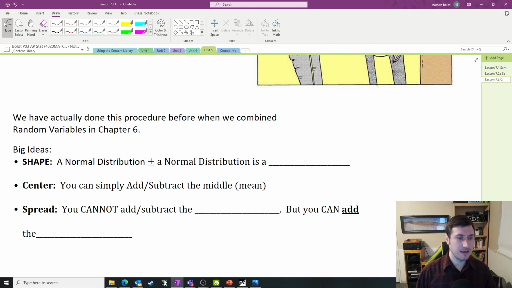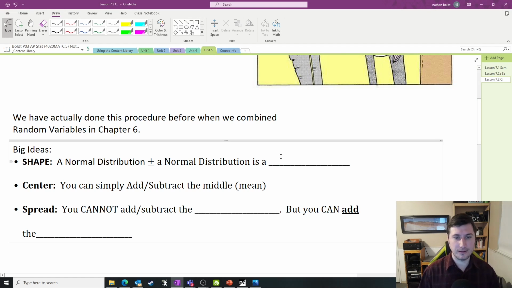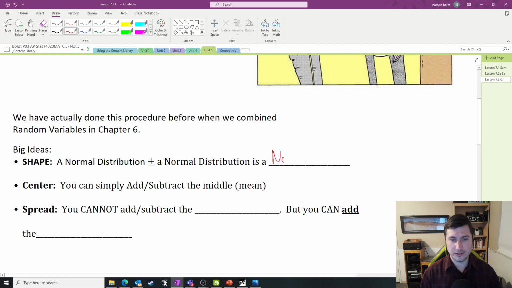Okay, so the shape, a normal distribution plus or minus a normal distribution is a normal distribution. Why is my, wow, right when I start using my number pad thing, it dies? That's awesome. Where are we here? No, not you. All right, this is the right cord. Hopefully this gives me power. Hey, there we go. All right, is a normal distribution. There we go.